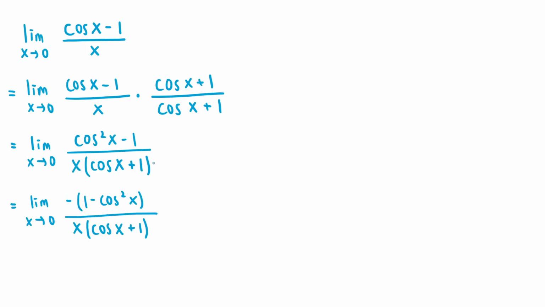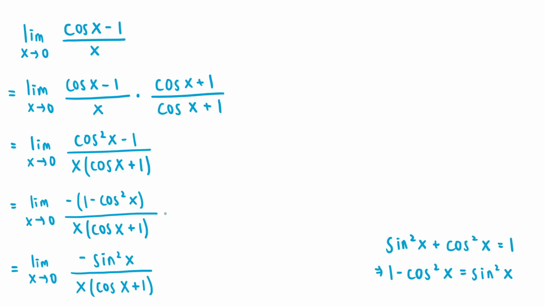We can also rewrite the numerator as −(1 − cos²x). The next thing to do is to rewrite the numerator using an identity. Consider the Pythagorean identity sin²x + cos²x = 1. If we subtract cos²x on both sides, we get the identity 1 − cos²x = sin²x. If we use this identity, the numerator goes from −(1 − cos²x) to −sin²x.